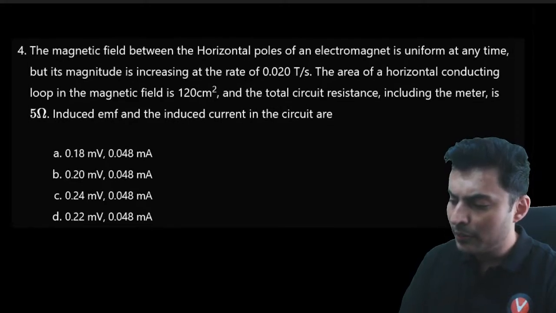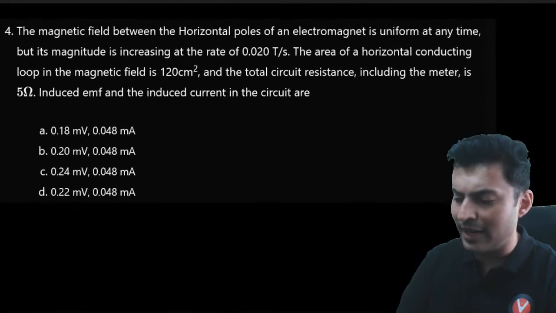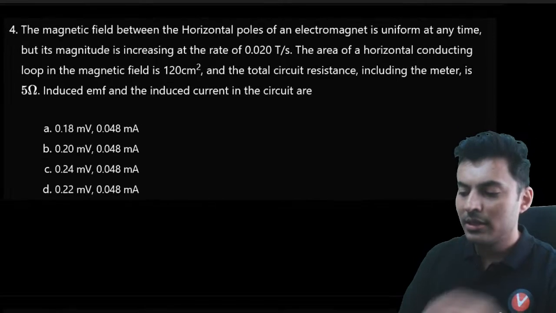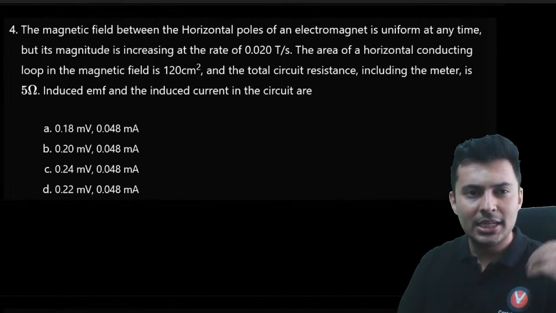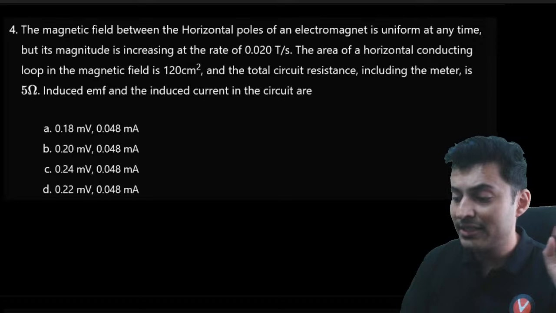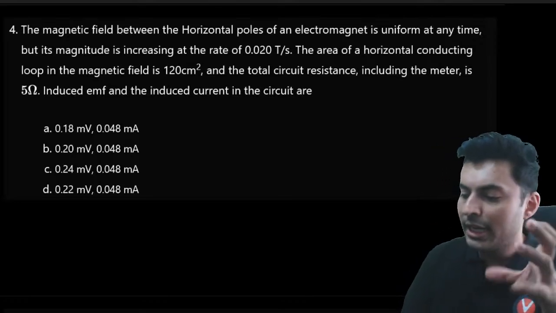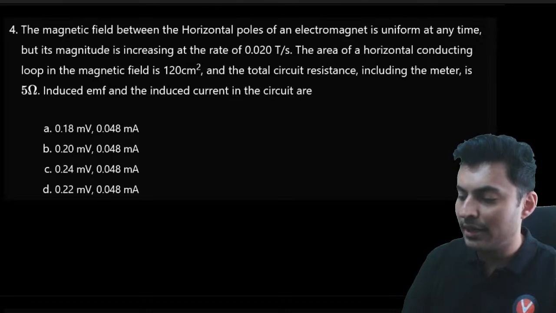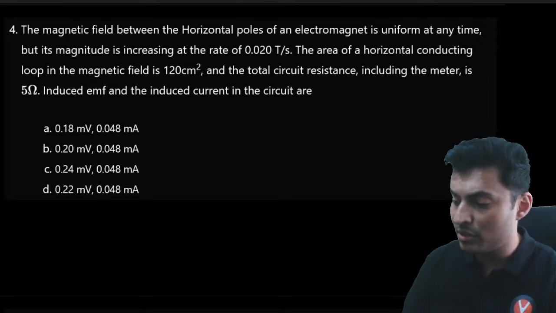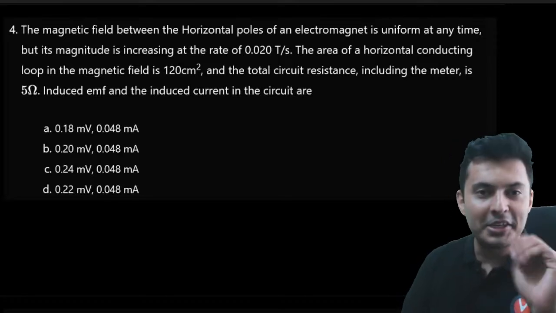Okay. Now, the next question is on Faraday's law, I believe. There is some magnetic field and it is changing with time. You can see it is changing at 0.02 Teslas per second. The area of the loop is also given. The total circuit resistance is also given, 5 ohms. What is the EMF and the current induced?